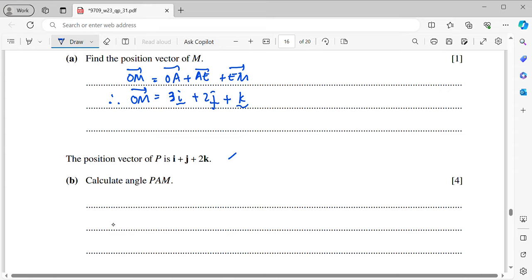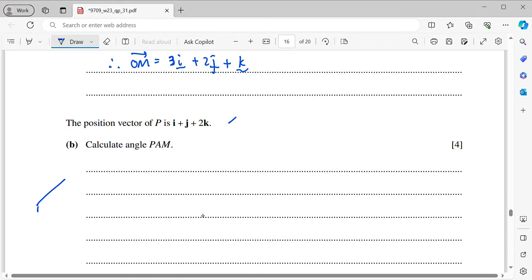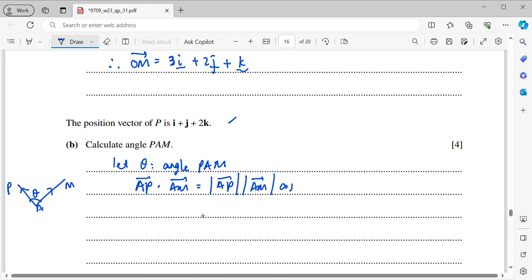Okay, now, given the P with position vector i plus j plus 2k, calculate the angle PAM. So, the AM is here. So, PAM, let's say the P is over here. This is the angle. Okay, so let theta be the angle PAM. So according to the scalar products formula, to get the theta, I will use vector AP dot vector AM equals to magnitude AP, magnitude AM, cos theta.